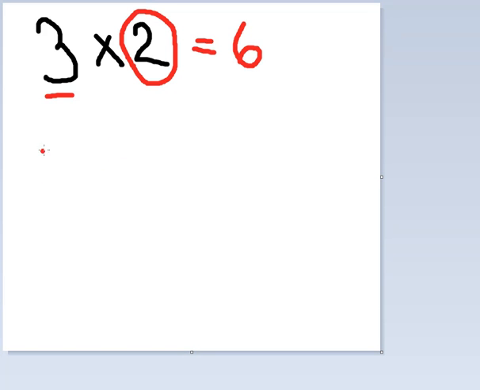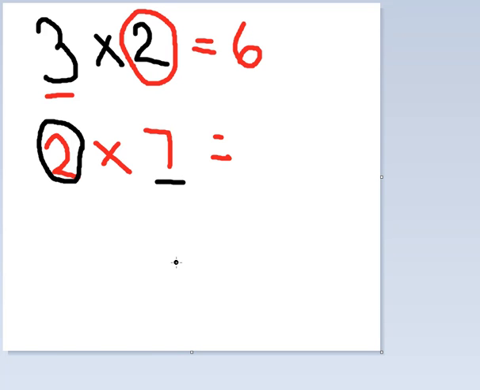Now let me try a different one. What if I have 2 times 7? Well, again, the first thing I want to do is ask myself which rule or trick am I going to do? And I'm going to circle times 2 because I'm going to use the 2's trick. I'm going to underline the 7 because the action is going to be on the 7.